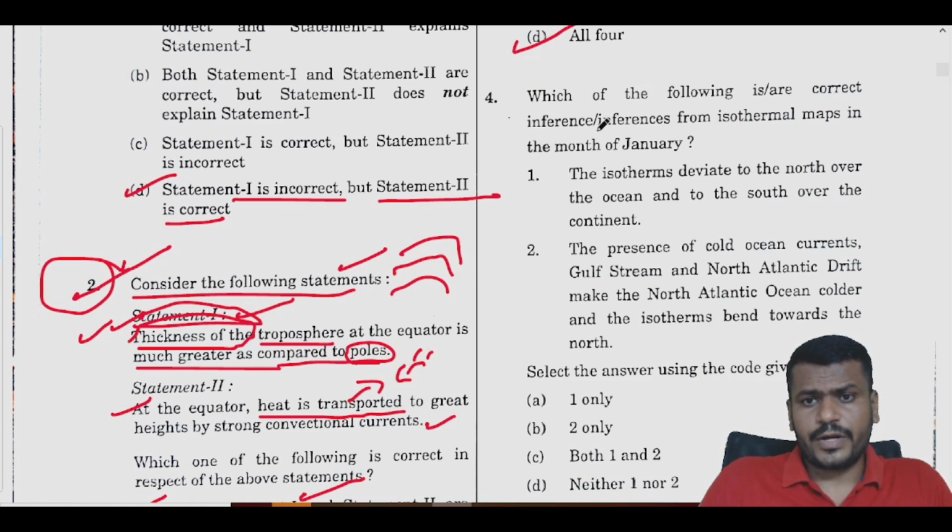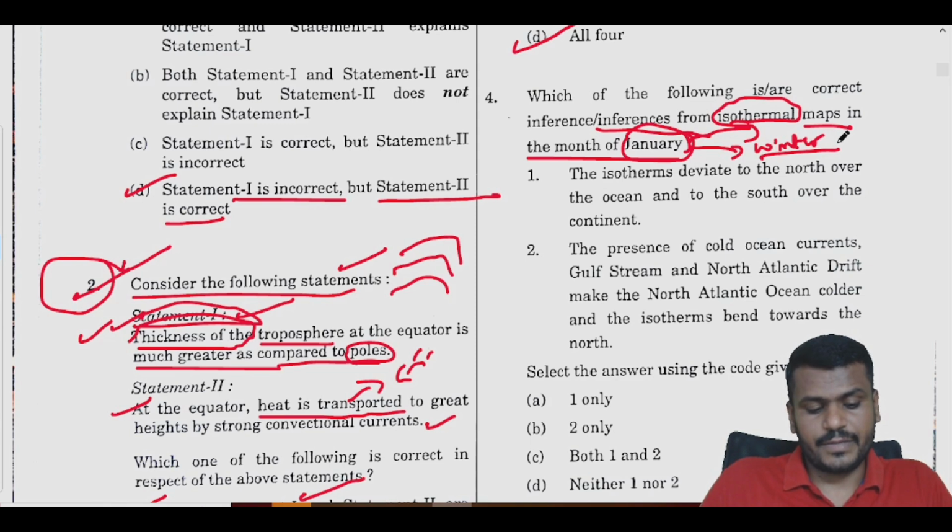Inference or inferences from isothermal maps in the month of January. See guys, they are asking about the month of January. In India it will be winter in the northern hemisphere. When you understand this, January will be a winter month in India, in the northern hemisphere. Let's see the question again.